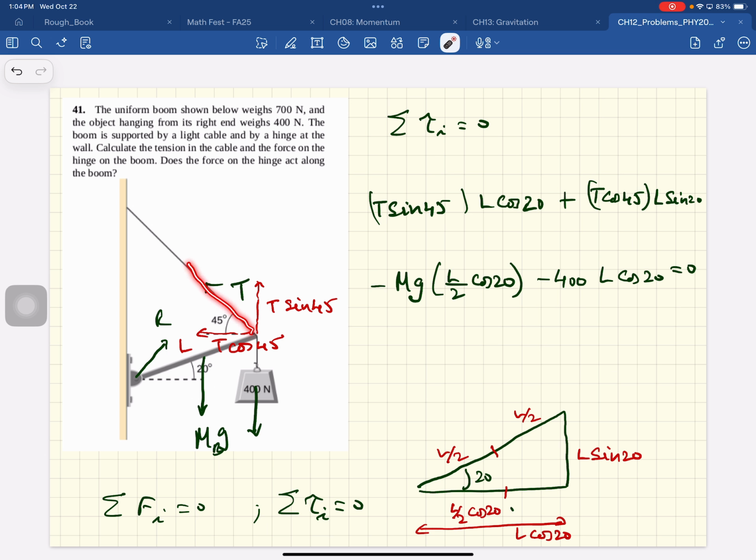Okay. All right, so we use this equation to calculate the tension. And now let's use this equation to calculate the X and Y components, okay? All right, so let me draw the boom again here. There's the tension, there's 400, there's 700, and there's the reaction force.